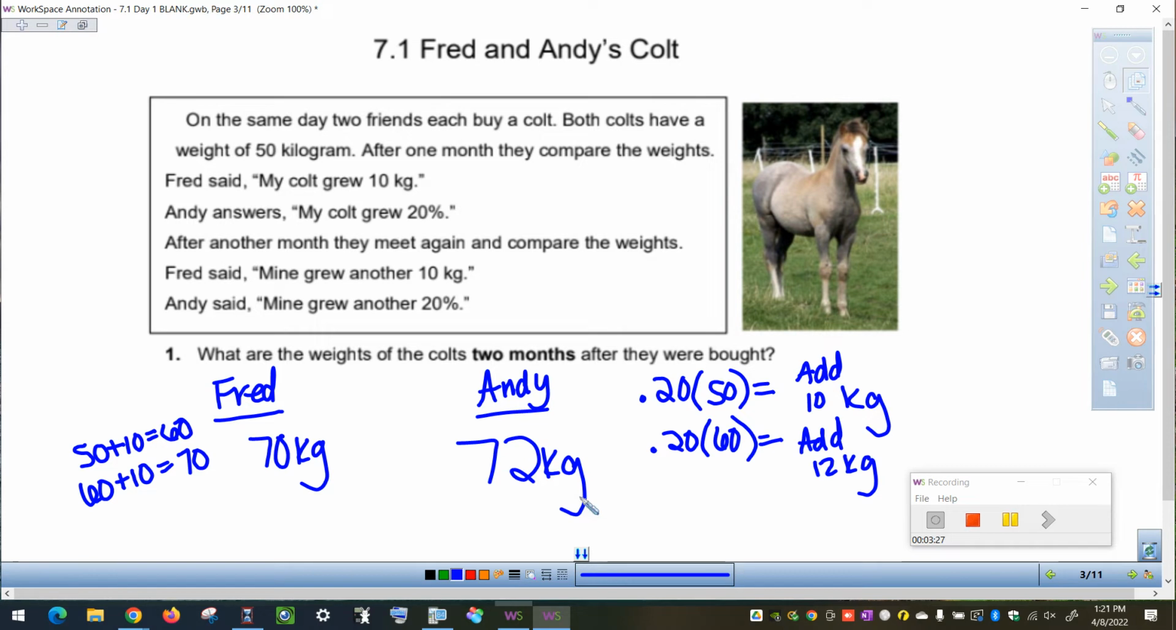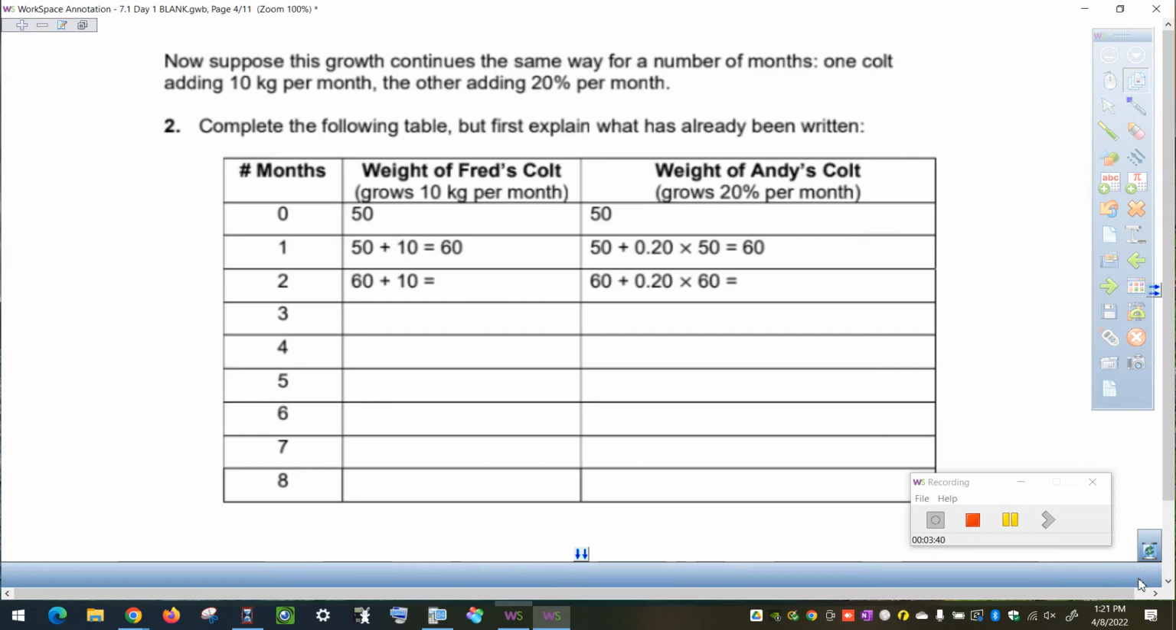So what we're going to do next is think about this pattern continuing itself in the same way for a few months. We're actually going to go all the way through to the end of the 8th month. And so let's go ahead and fill in what we've already seen so far after the 2nd month. So we have Fred at an ending weight of 70. And the process that we're doing over here for Andy, we're always taking the previous month amount, that's what's in first, and then notice how we're adding on 20% of the previous amount. So that ended up giving us this answer here, 72.